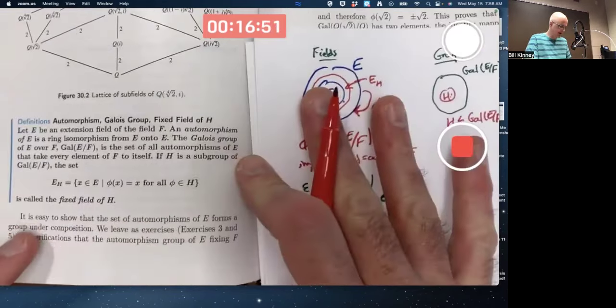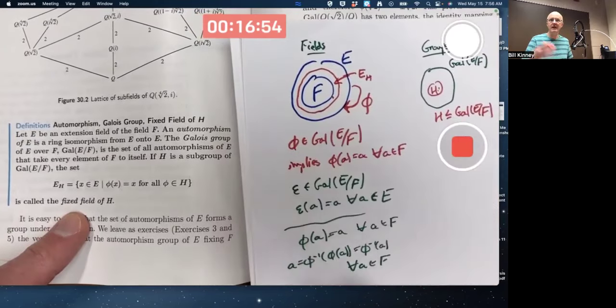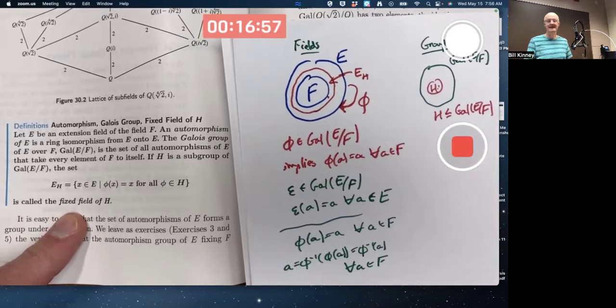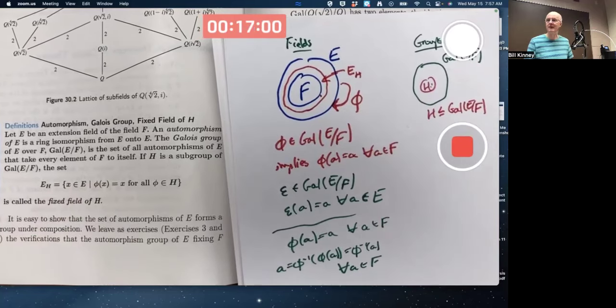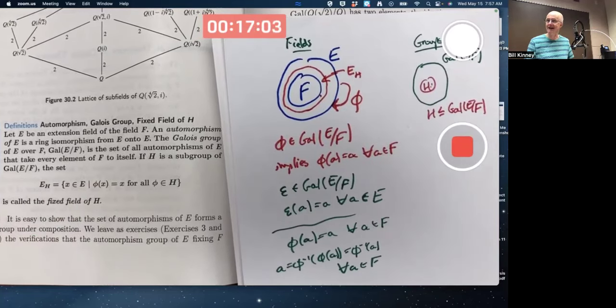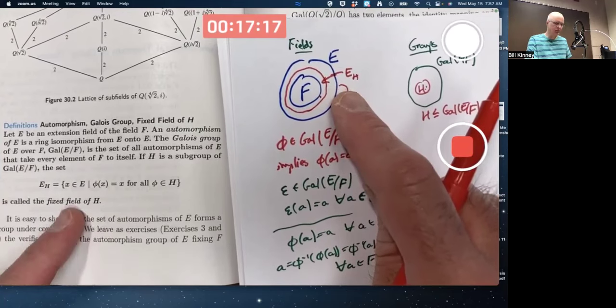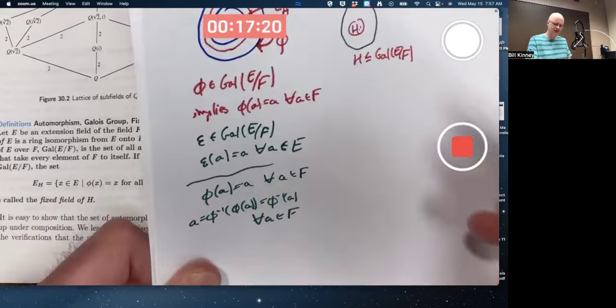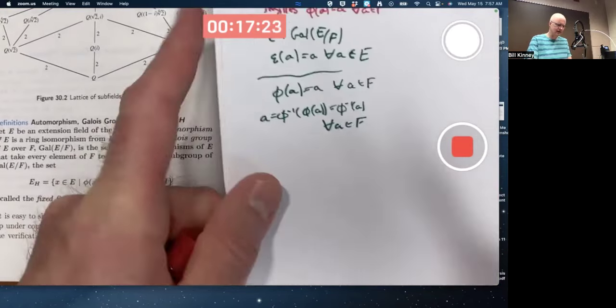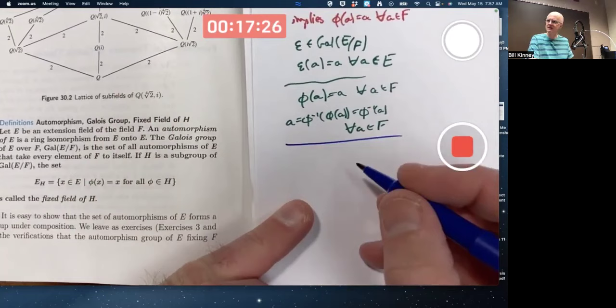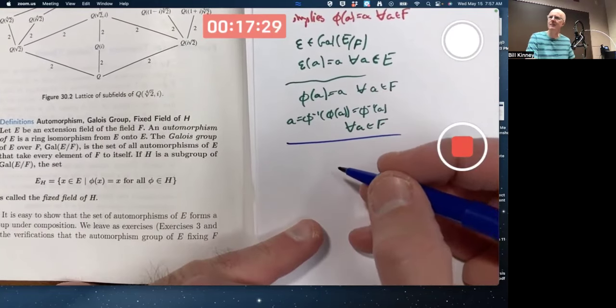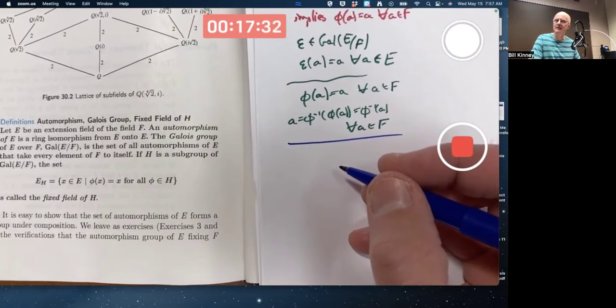It's called the fixed field of H. That should bring up another question. Is it really a field? Is EH, by this definition, really a field? It's certainly a subset of E. Is it a subfield? Think about that. It would be a subfield if it's also a subring, because fields are rings. Really, you could try to use the subring test on EH. Verify it's closed under subtraction, and verify it's closed under multiplicative inverses.